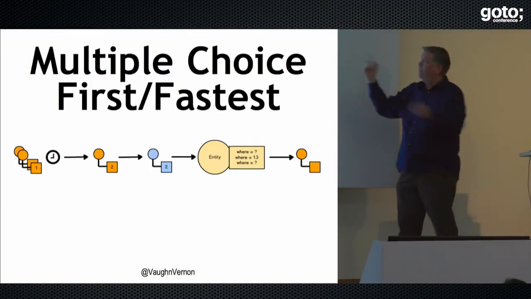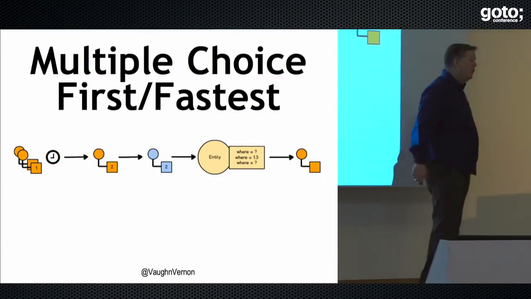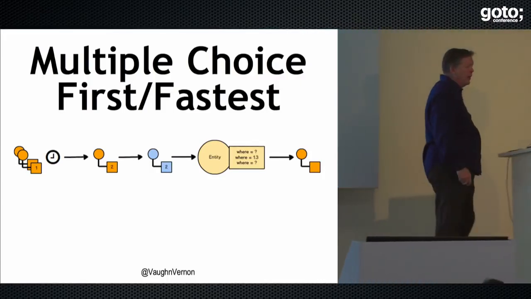And when the others finally arrive, what do we do? We can note that they arrived, but we aren't going to emit a new event because we've already chosen the first.